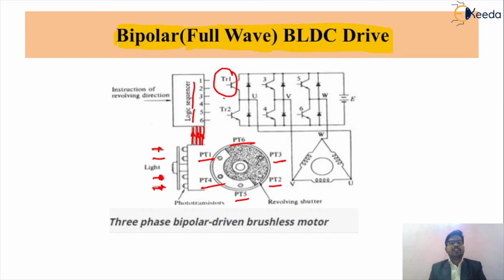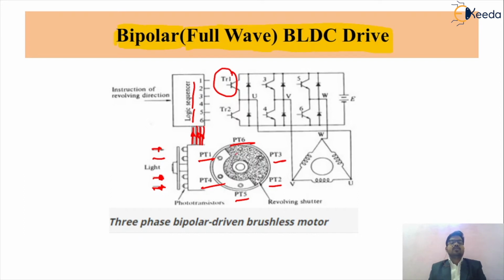So what will be the difference between the bipolar BLDC drive and the unipolar BLDC drive? In the bipolar BLDC drive, two transistors are working at a time. So obviously, due to the operation of the transistors, two windings are excited, and due to that we get a full wave operation. So friends, let's understand the actual working principle.